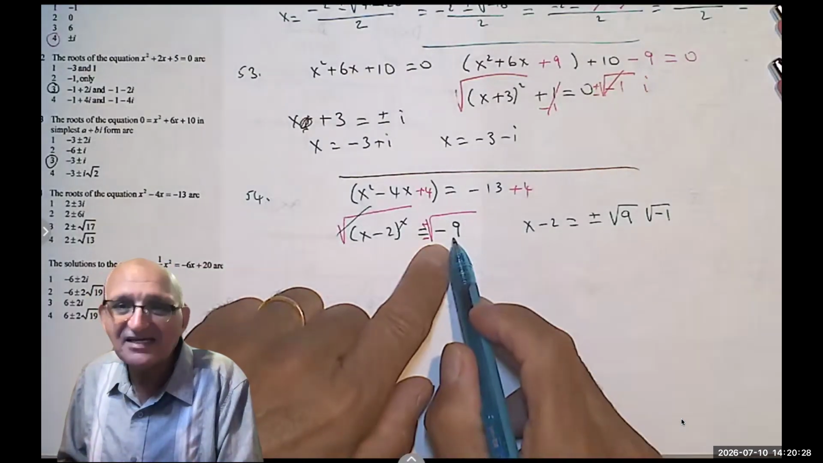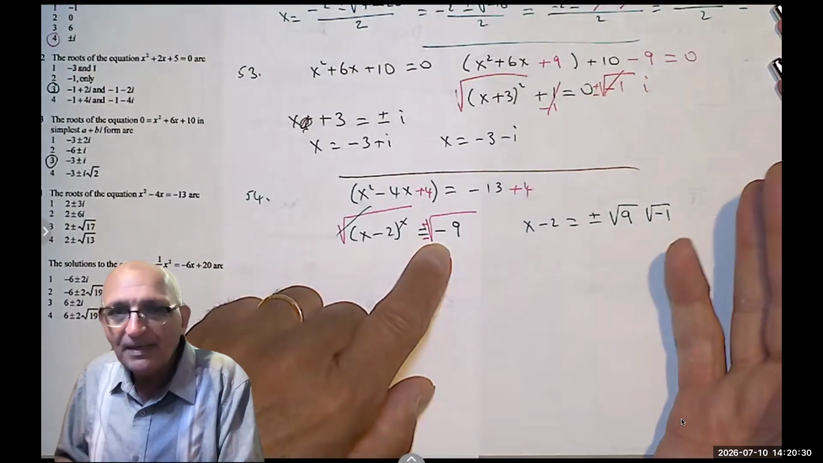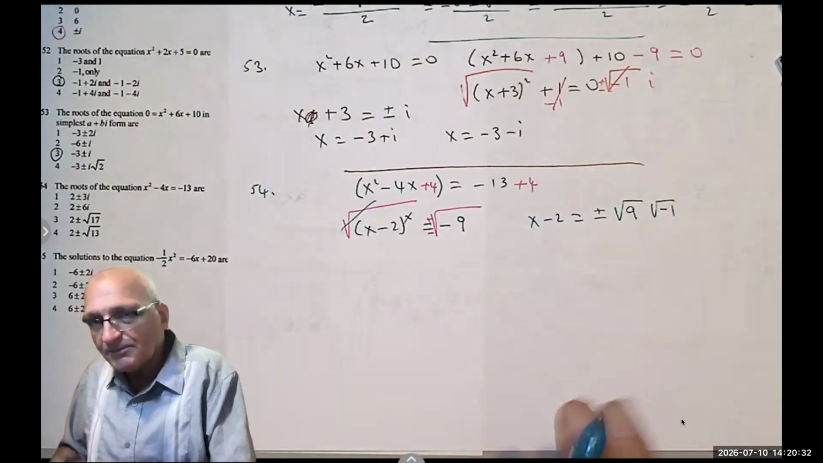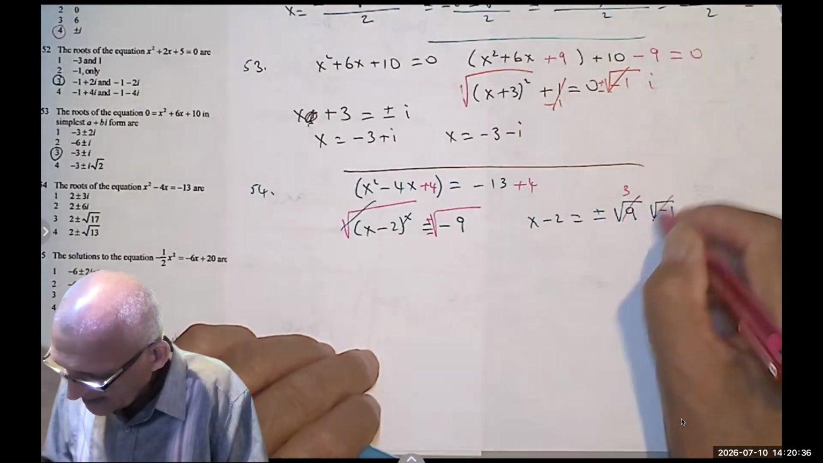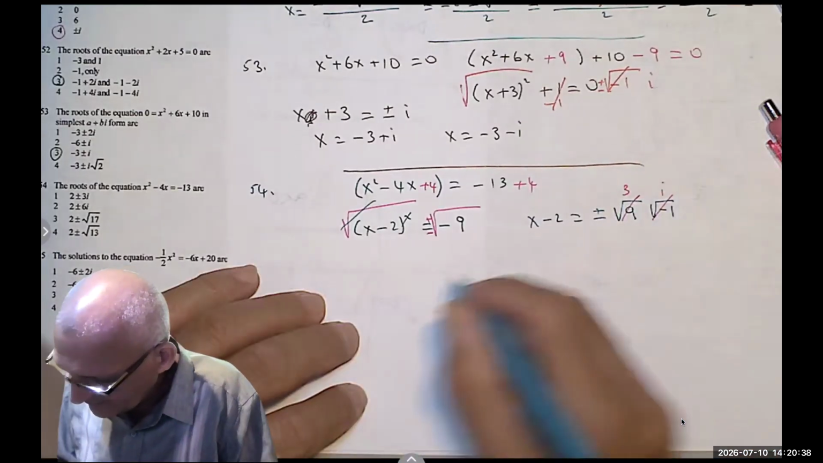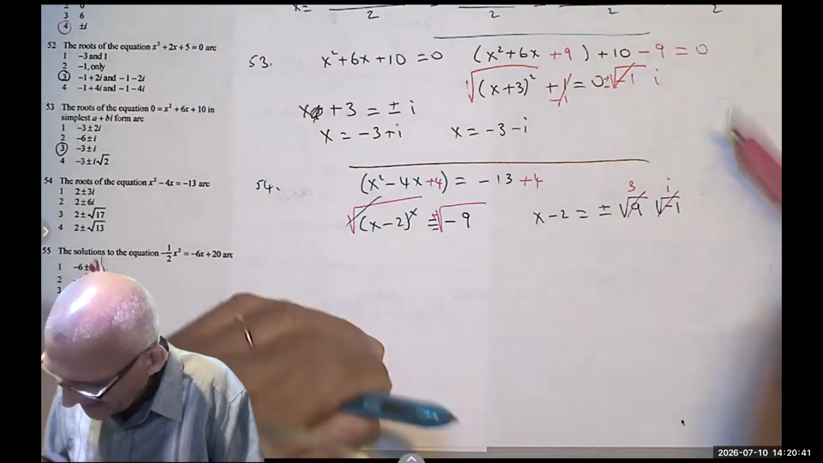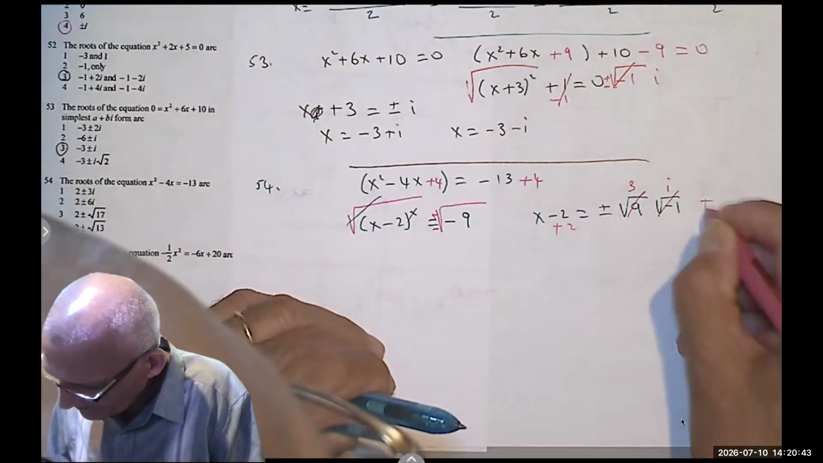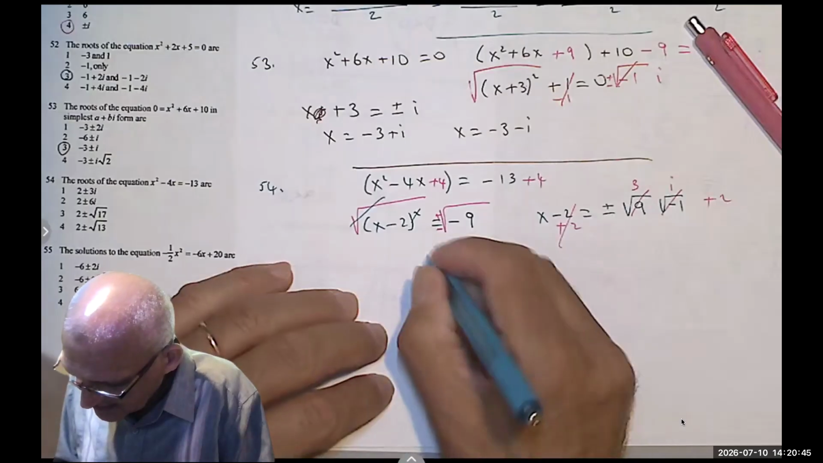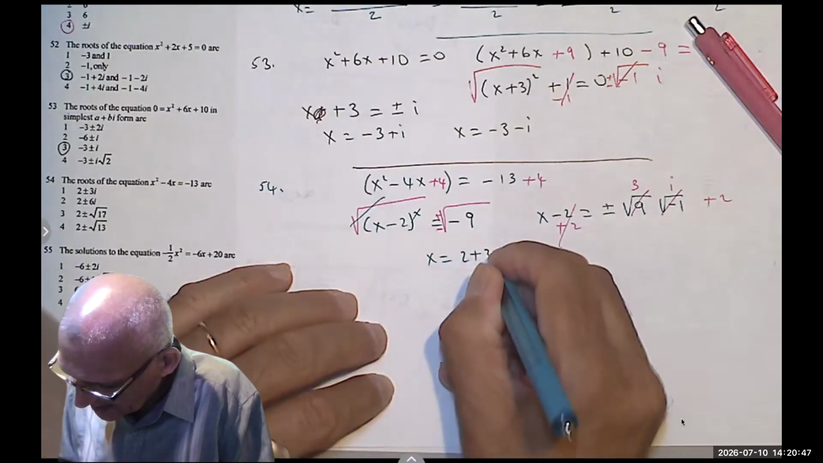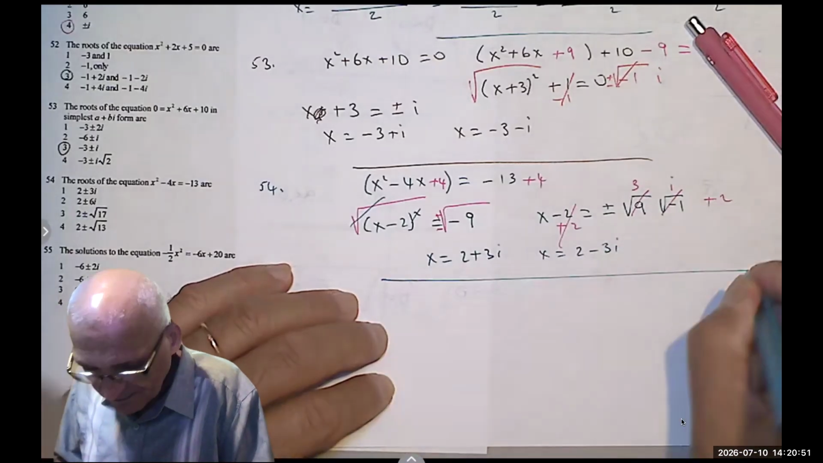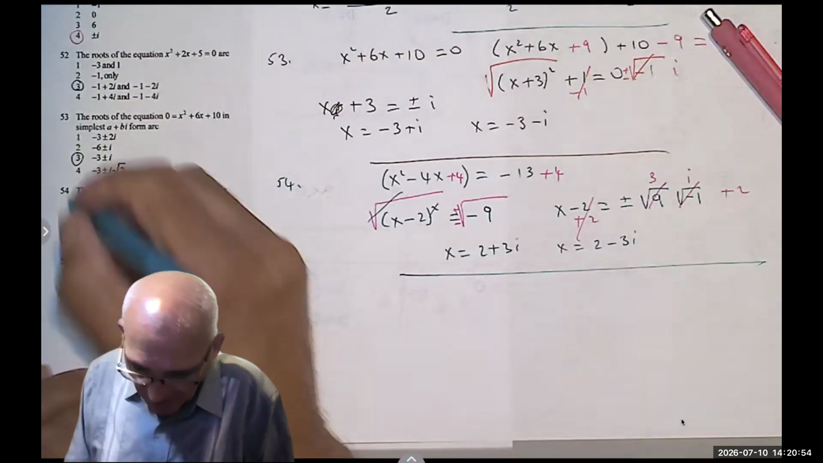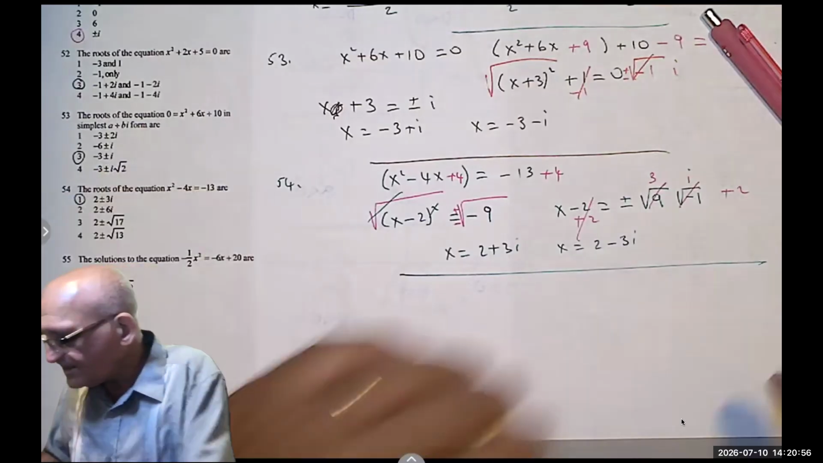Notice when I see that, I know it's 3i right away, but I'm taking it step by step with you so you make sure you understand what I'm doing, and then you will do it yourself easily. I'm going to add 2 to both sides, and I get x equals 2 plus 3i, or x equals 2 minus 3i, which is number 1.